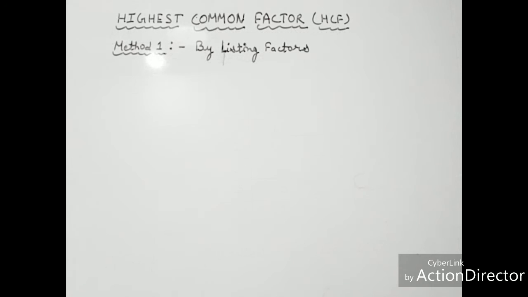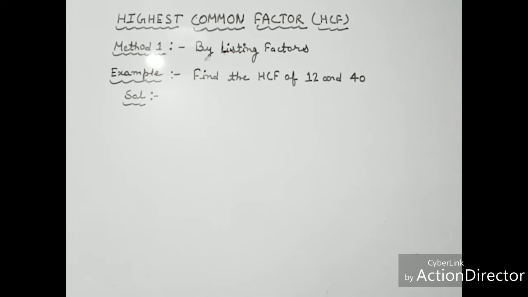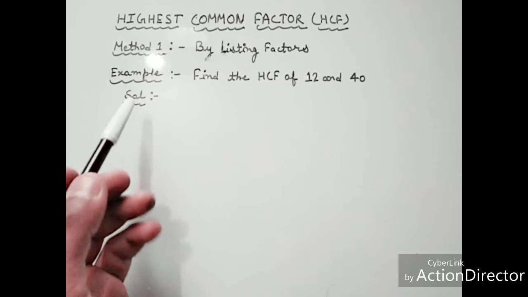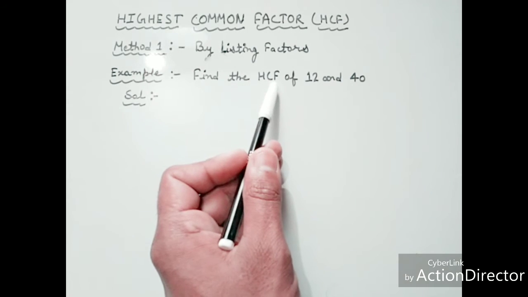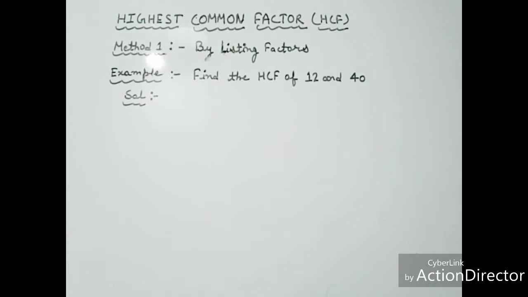Now students, here I solved some examples related to highest common factor HCF. Here we discuss the first method by listing factors. We also discussed HCF in the previous lessons and now we revise it again. Now students, here I solve an example, find the HCF of 12 and 40. So we apply the rule by listing factors here.